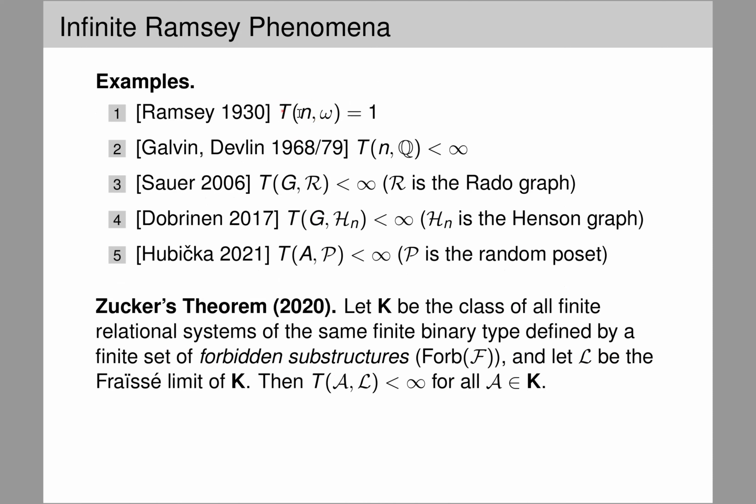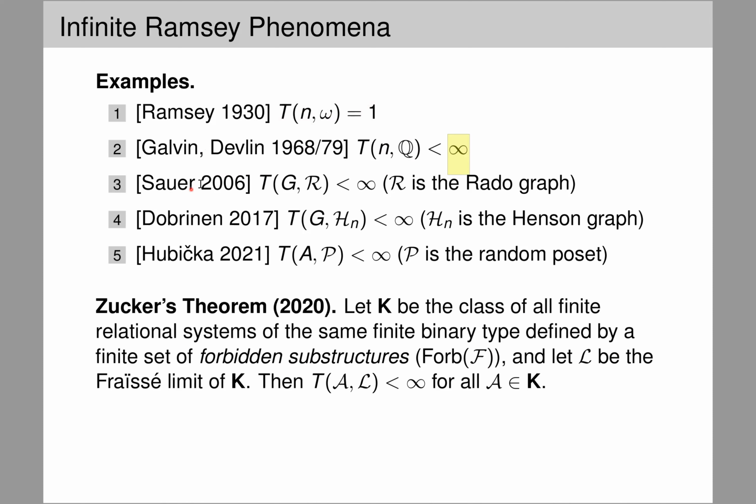Ramsey's theorem can be expressed as follows. Every finite chain has degree 1 in omega. Galvin and Devlin's result can be expressed as follows. Every finite chain has a finite degree in the rationals. And this degree has been computed. We know the exact number, but it's not relevant for this talk.